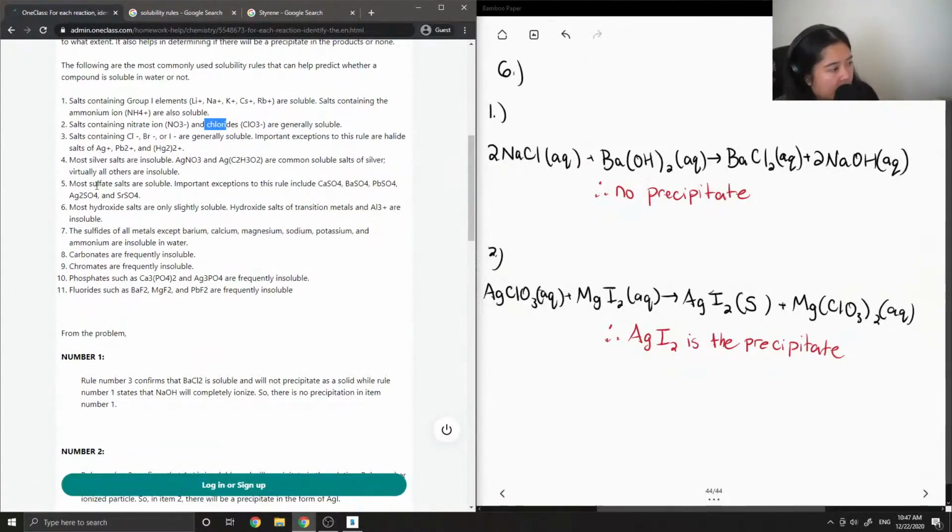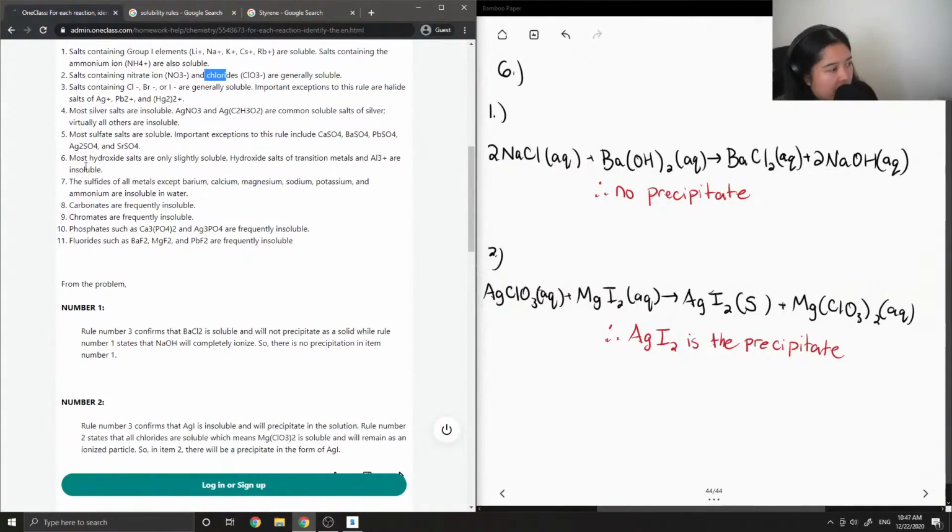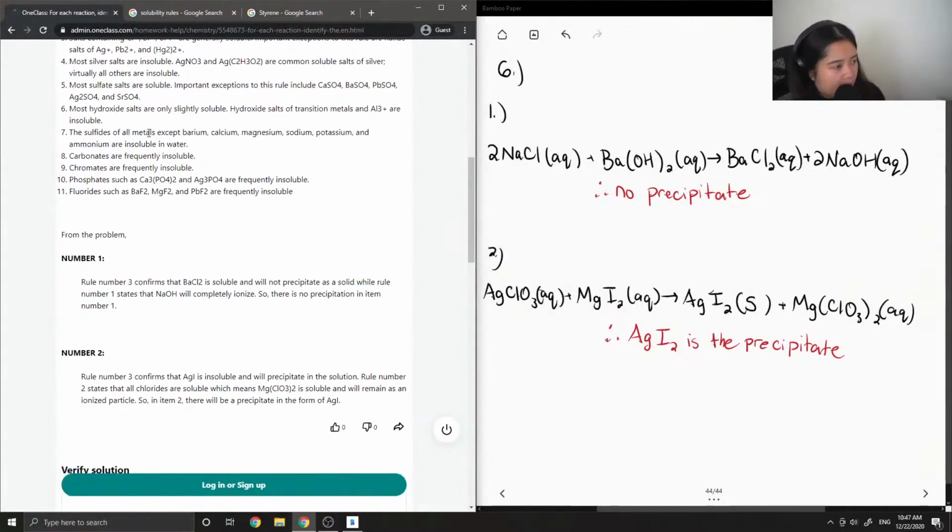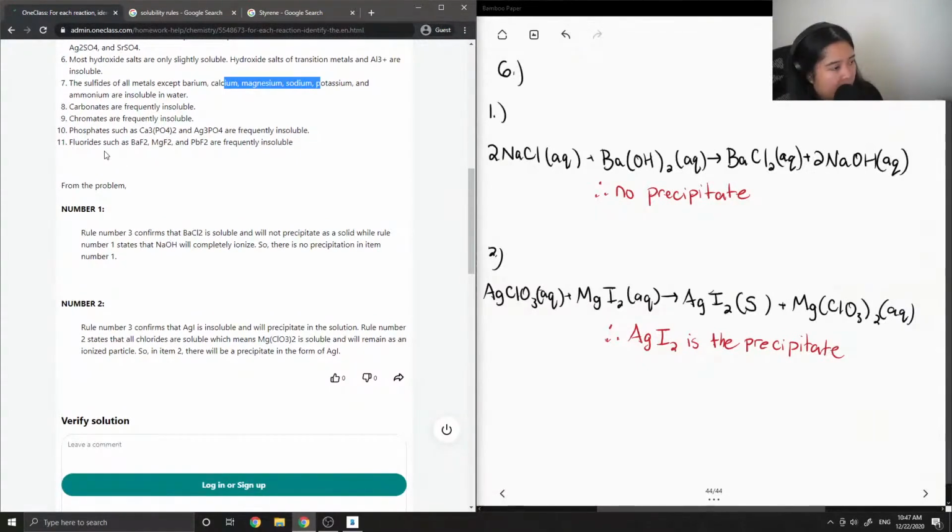Okay. Most sulfate salts are soluble, and there are some exceptions as well. Most hydroxide salts are only slightly soluble. And the sulfides of all metals except barium, calcium, magnesium, sodium, potassium, and ammonium are insoluble in water. Carbonates are frequently insoluble. Chromates are frequently insoluble. Phosphates and fluorides are frequently insoluble.